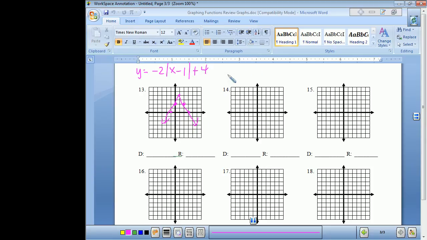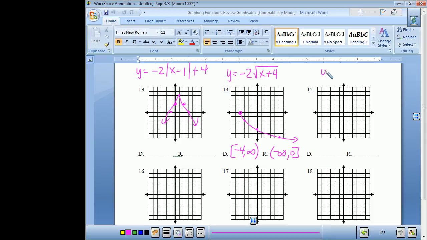Number 14. y equals negative 2 square root of x plus 4. So I have to pick numbers I can take the square root of. I'll start over here at 0, negative 4. 1 is 1, 4 is 2, 9 is 3, but I'm multiplying by negative 2. So it's over 1 down 2, over 4 down 4, over 9 down 6. So this eyebrow opens down like that. Interesting domain and range here. This goes from negative 4 to infinity, and this range goes from negative infinity to 0. Didn't ask you for that, but that's what it would look like.